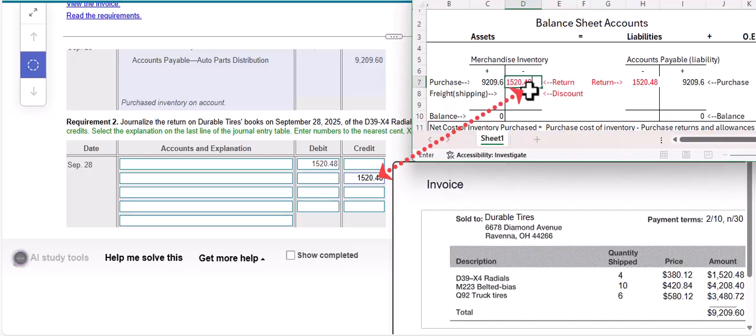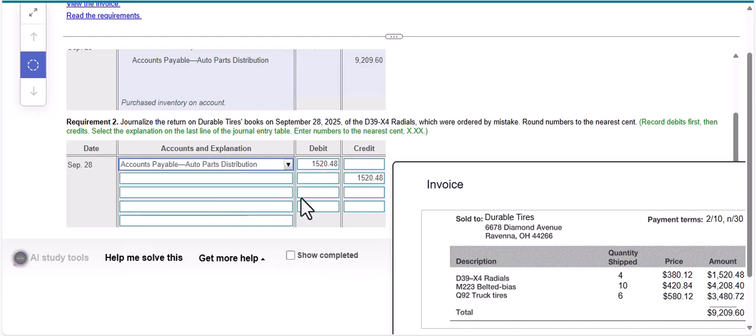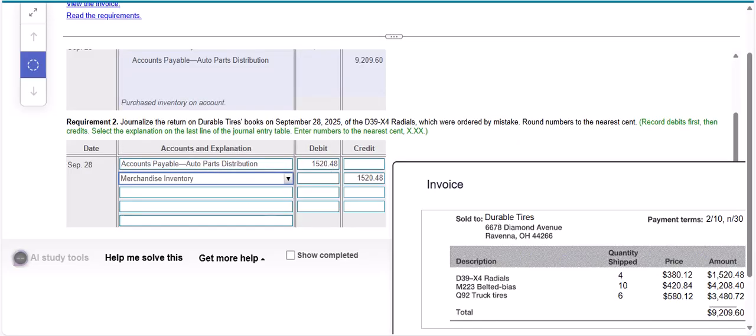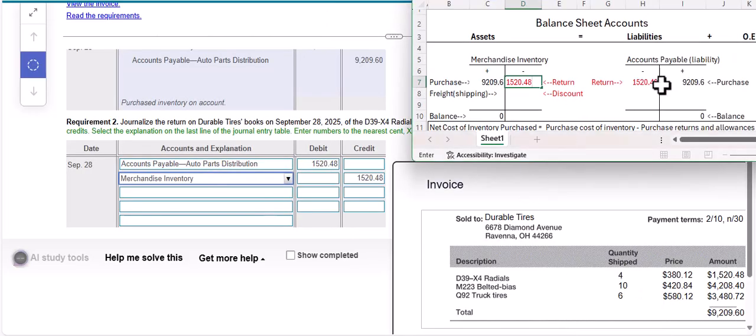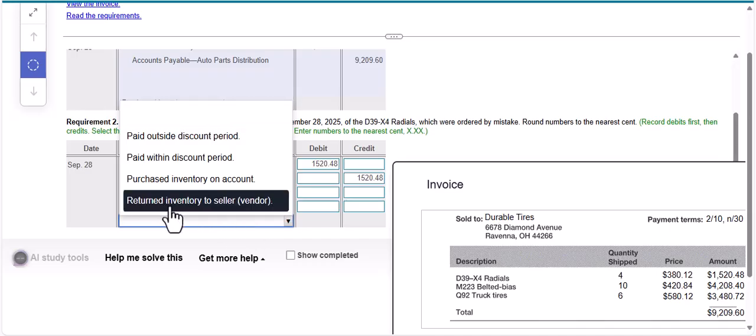So that's going to be with a credit. That means, again, accounts payable will be our debit, so we are no longer owing that amount of $1,520.48 since these tires are going back. So we are returning them, which means merchandise inventory is going to go down with that credit. So you'll see that there. We'll need an explanation at the end here, and it is return inventory to the seller.